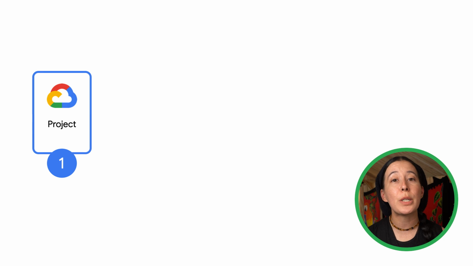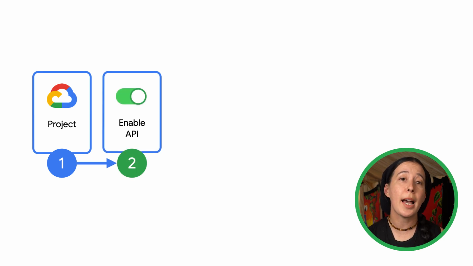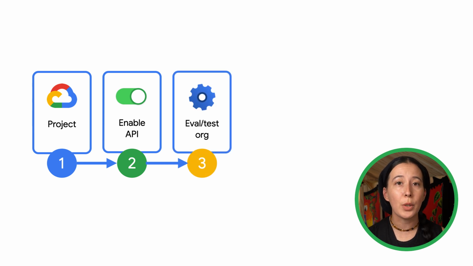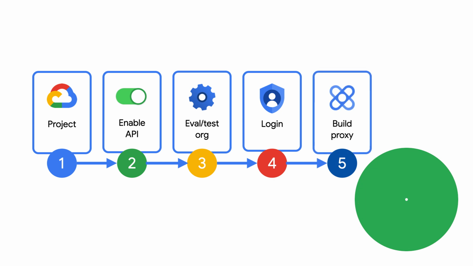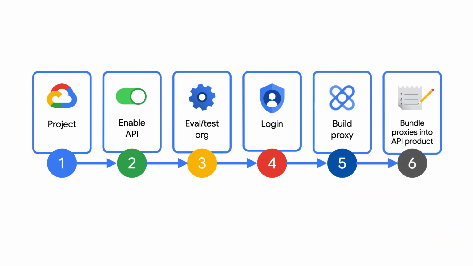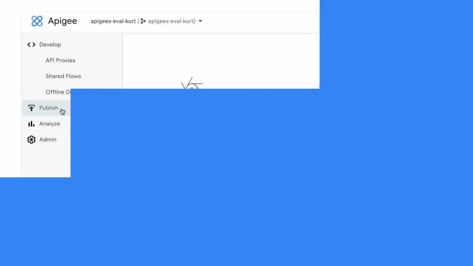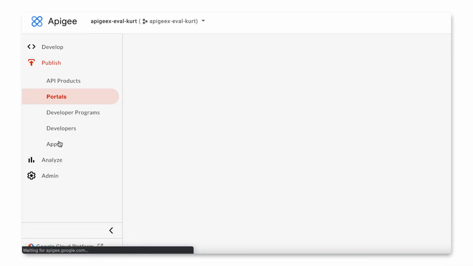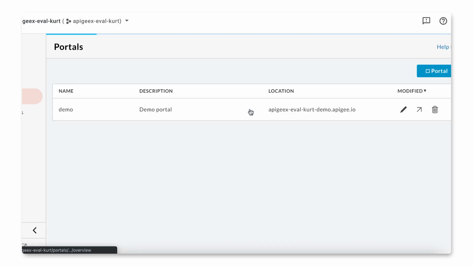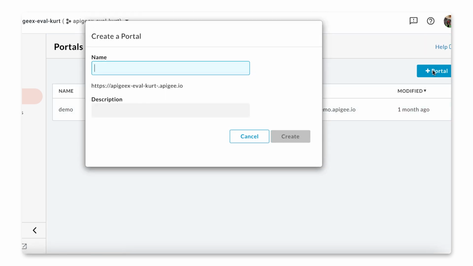In prior episodes, we talked about how to create a cloud project, enable Apigee APIs, create an evaluation org, then log into apigee.google.com, build your API proxy, and later bundle one or more proxies into an API product. Now to create a portal from this same console, visit Publish, Portals, the plus portal button to create a new portal. Since I already have one, I will click Cancel and use this one.